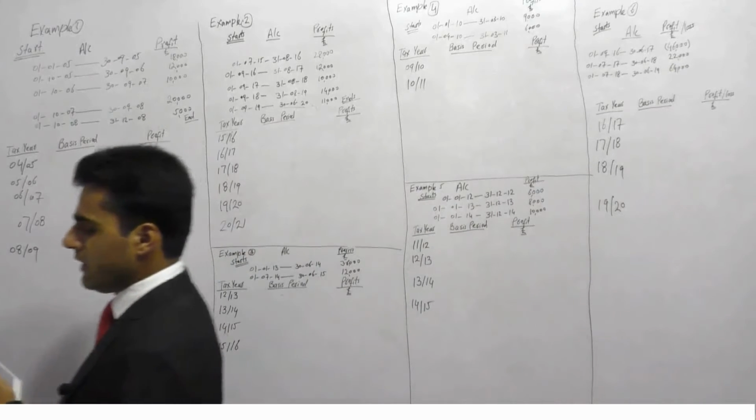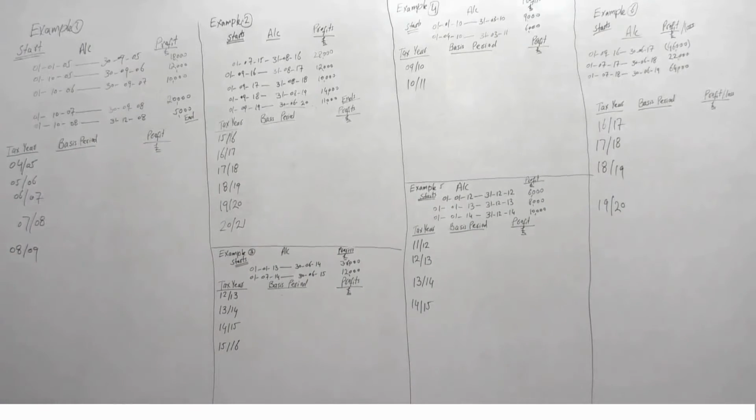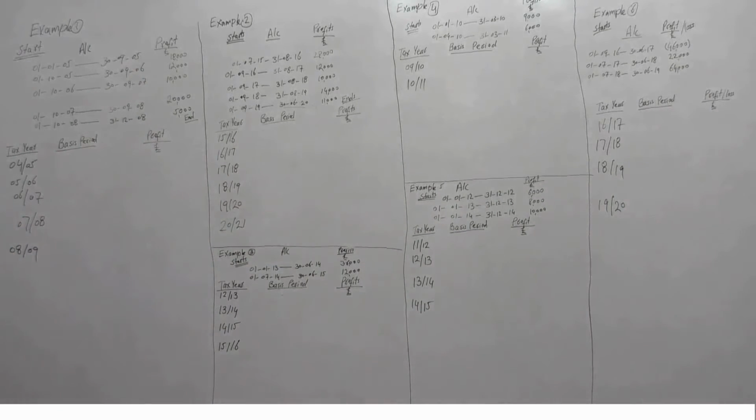So the first basis period says from the start of the trade to the next 5th April. So what we do is we have to see when the business started its trade. We'll take that date, and our basis period will be from that start of the trade to the next 5th of April. Right? Now please look at the board.